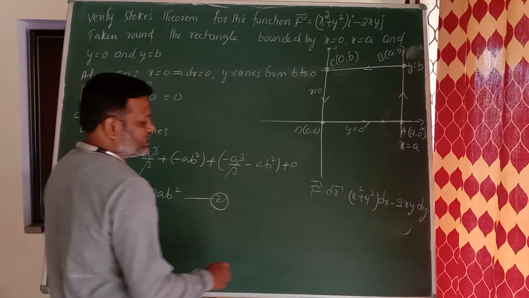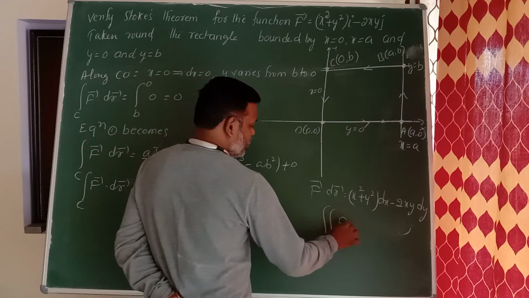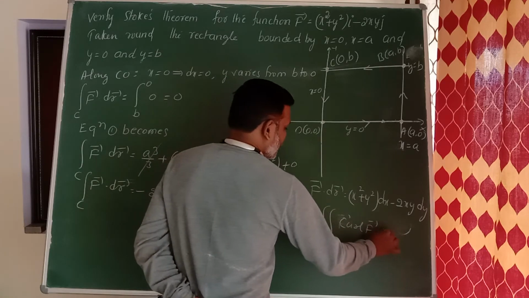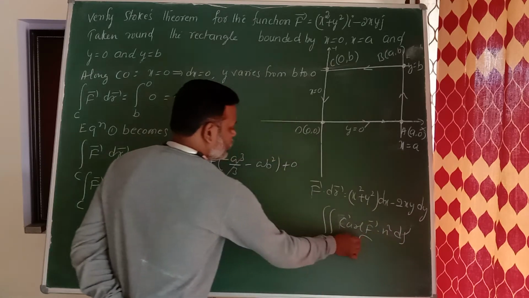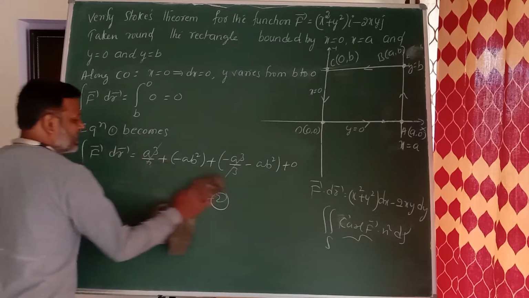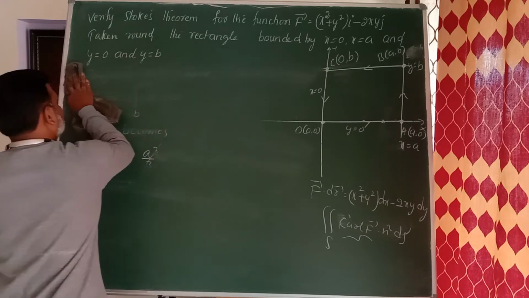As you know, the RHS part is a surface integral over S of curl f dot n cap ds, right? So we have to find out curl f first, very fast. Curl f is nothing but del cross f, taken from the determinant concept.